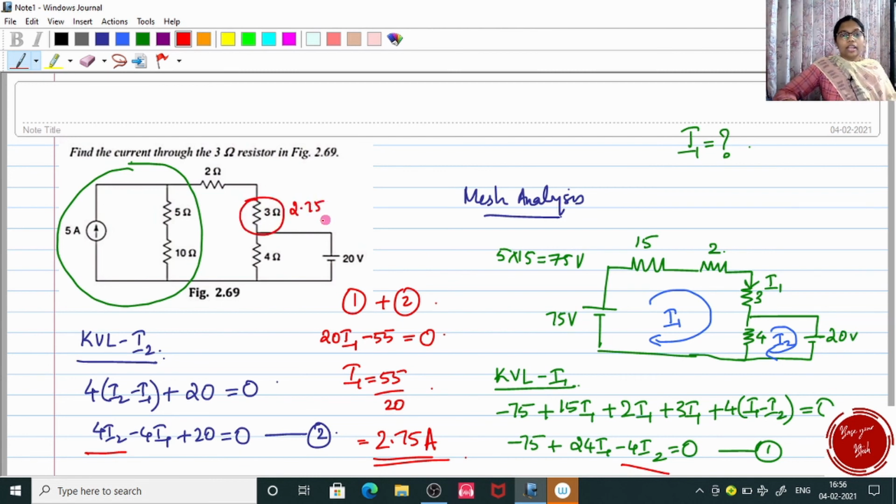Now, what is the direction of this current? Since we have said that I1 is the current that is passing through 3 ohm and I1 is flowing from up to lower side, the current direction is from upside to lower side. So, this is how you get the answer using mesh analysis.